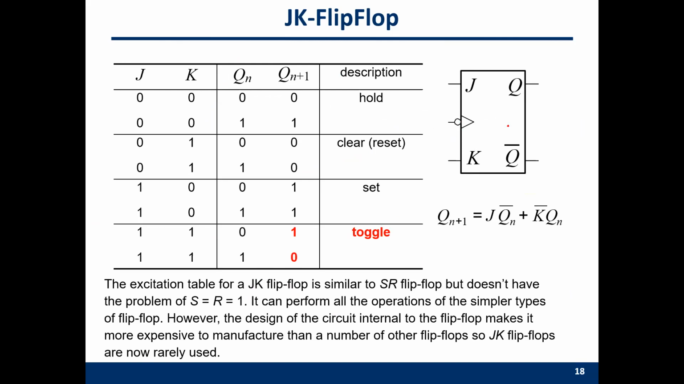So this is the truth table to summarize the JK flip-flop function. And it has no race condition. It can perform all the operations of the previous flip-flops. But it costs more hardware overhead because the extra component has more gates.